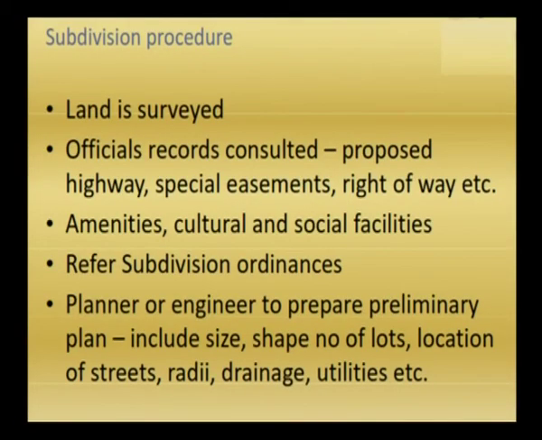Subdivision procedure, land is surveyed. Officials' records are consulted as well as proposed highways, special easements, right of way, all that is looked into. Amenities such as cultural and social facilities. You have to refer to subdivision ordinances. Planner or engineers prepare a preliminary plan, which includes the size, shape, number of lots, location of streets, turning radii of roads, drainage, utilities, etc. So, that is how the subdivision process goes about.